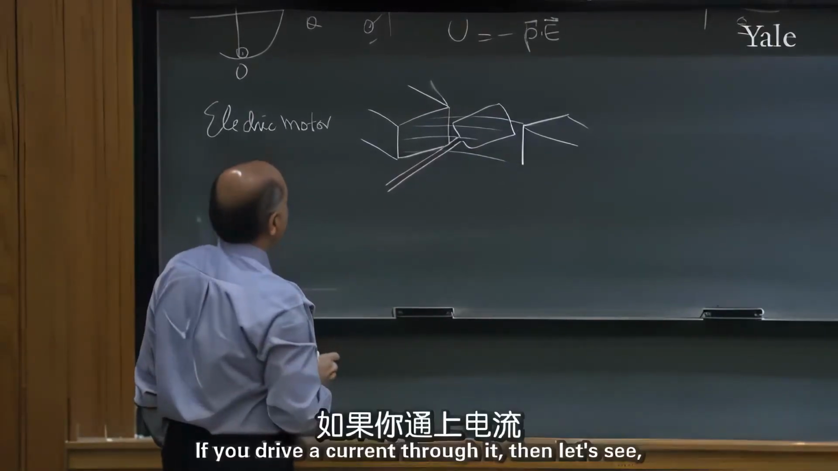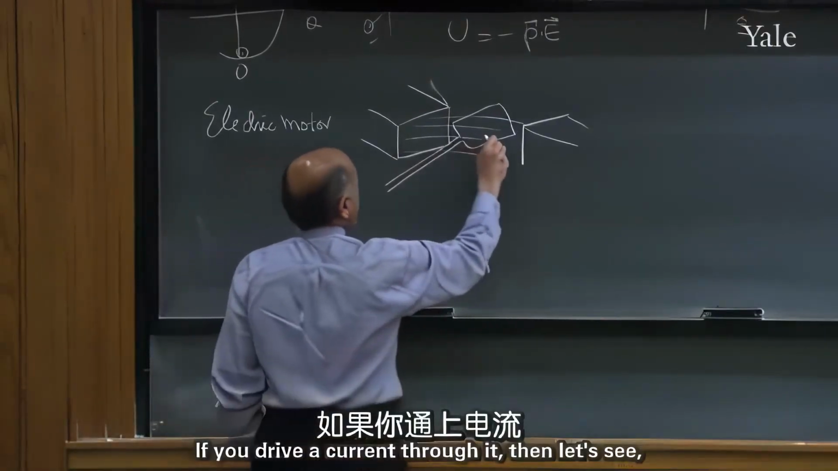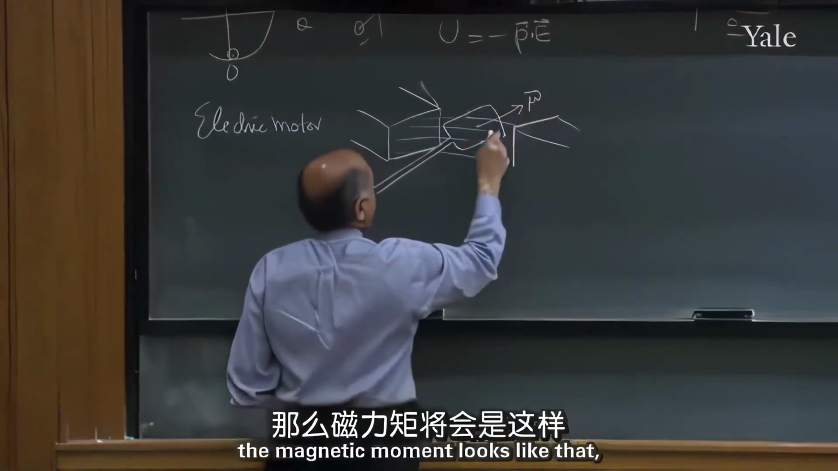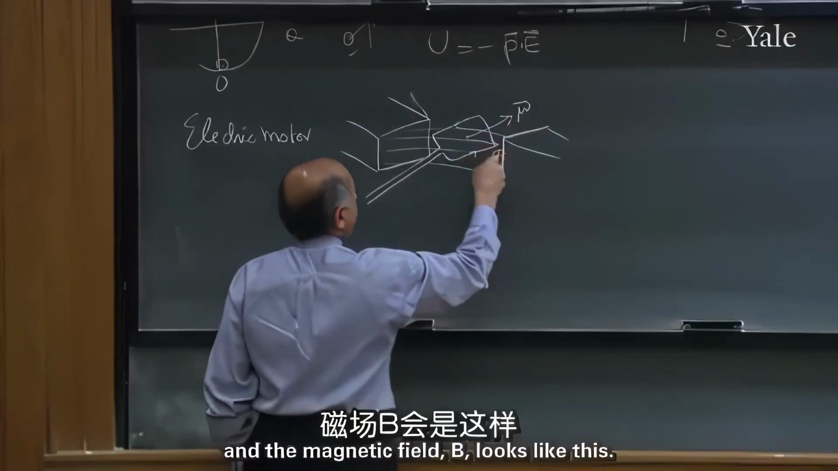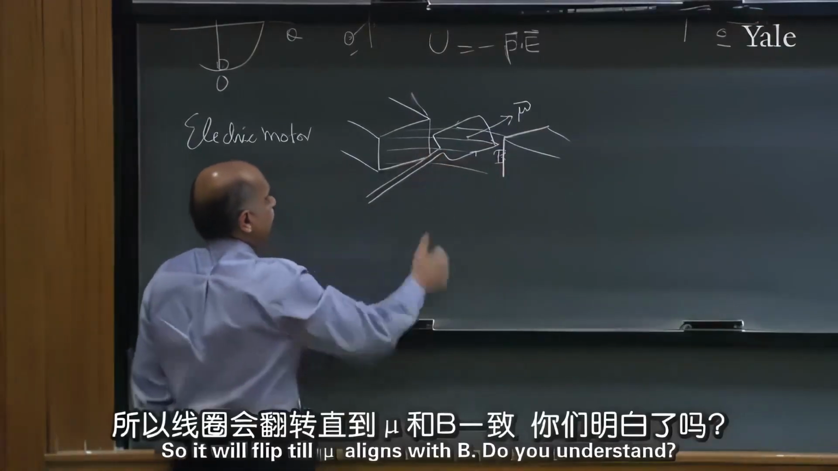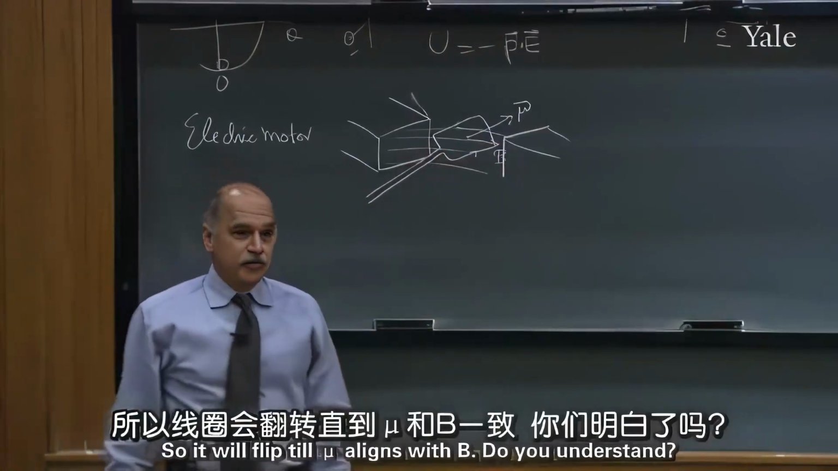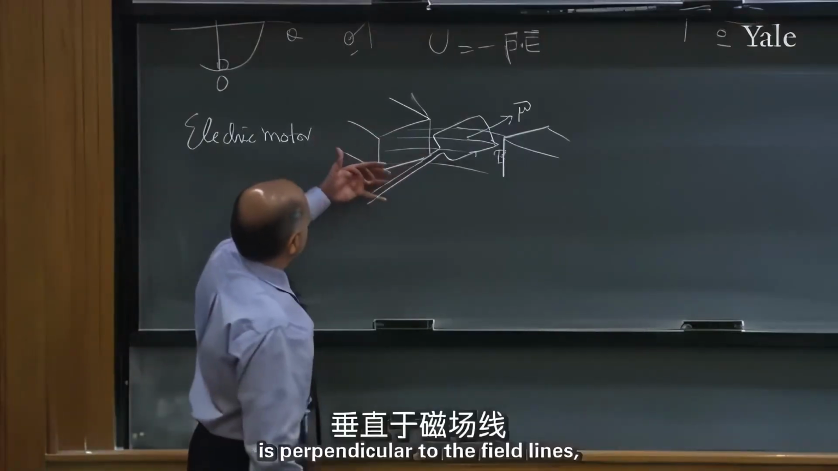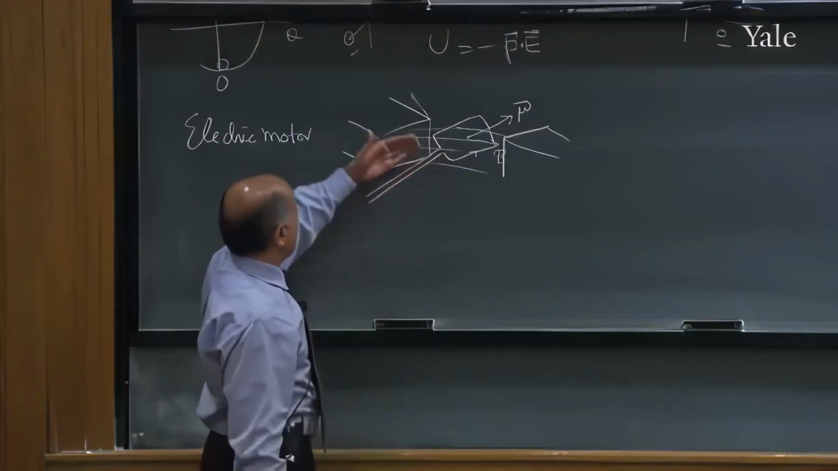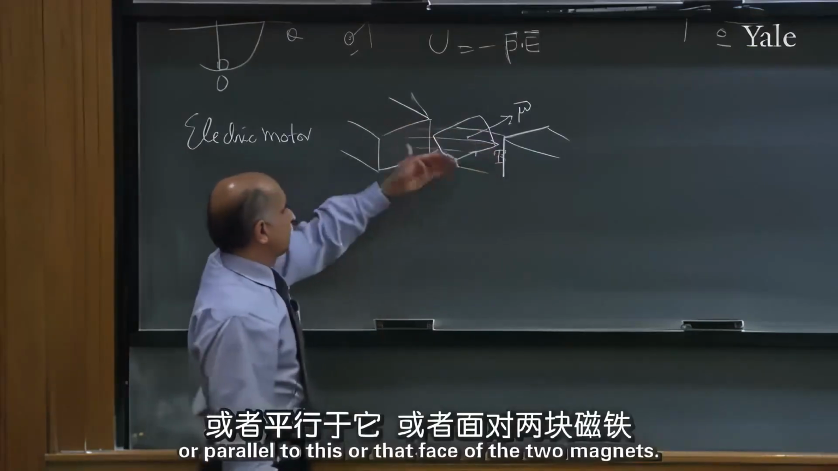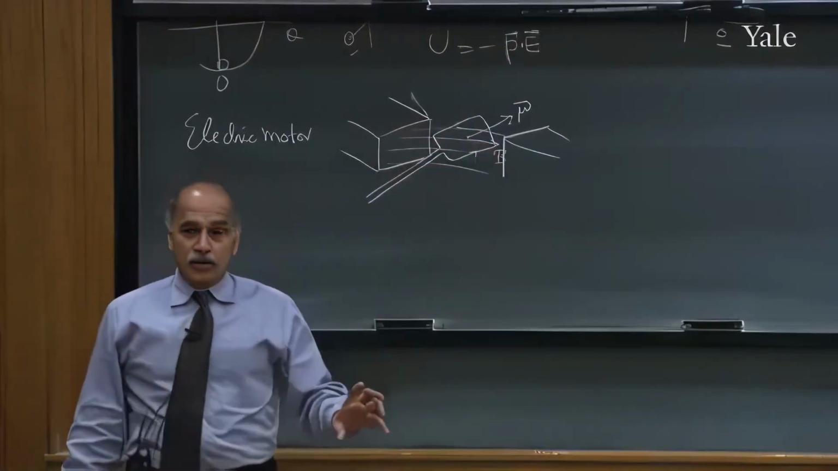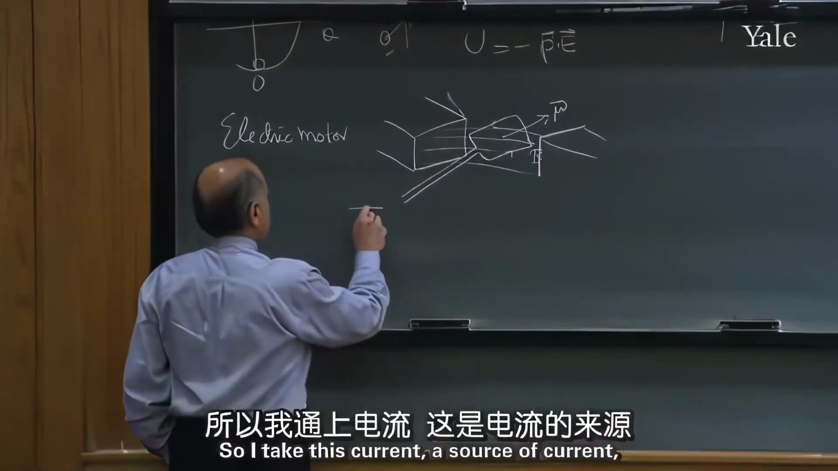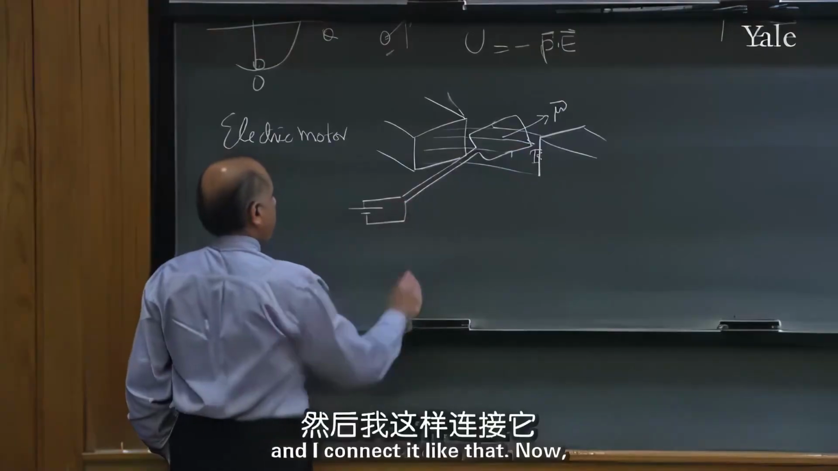If you drive a current through it, then let's see, if I drive a current like this, the magnetic moment looks like that, and the magnetic field B looks like this. So it will flip till mu lines up with B. Understand? It will flip so that the plane of the loop is perpendicular to the field lines, or parallel to this or that face of the two magnets. But to do that, of course, you have to drive some current. So I take a source of current, and I connect it like that.